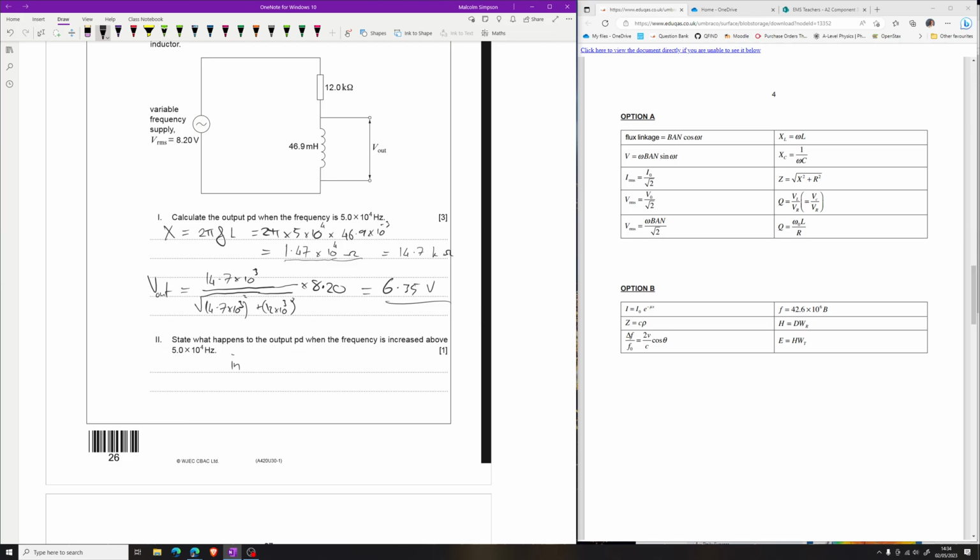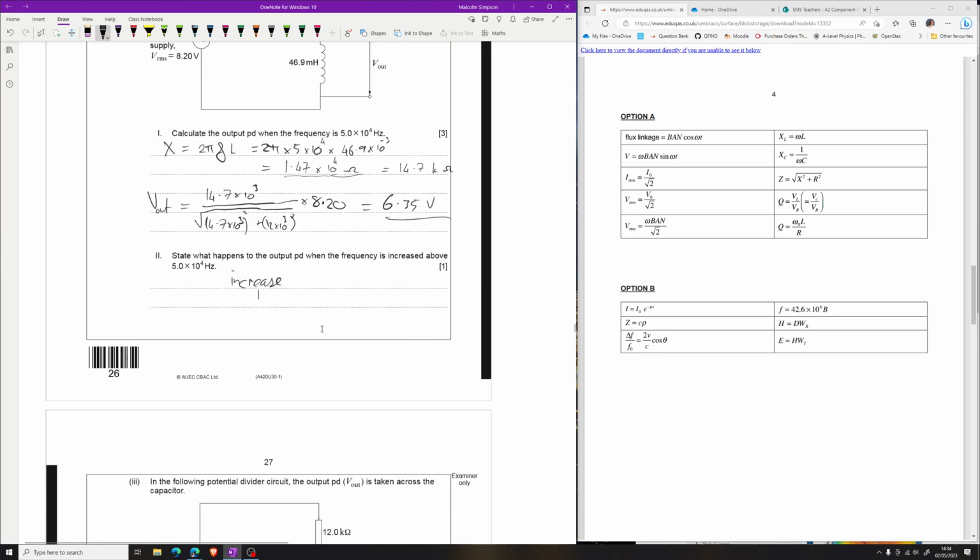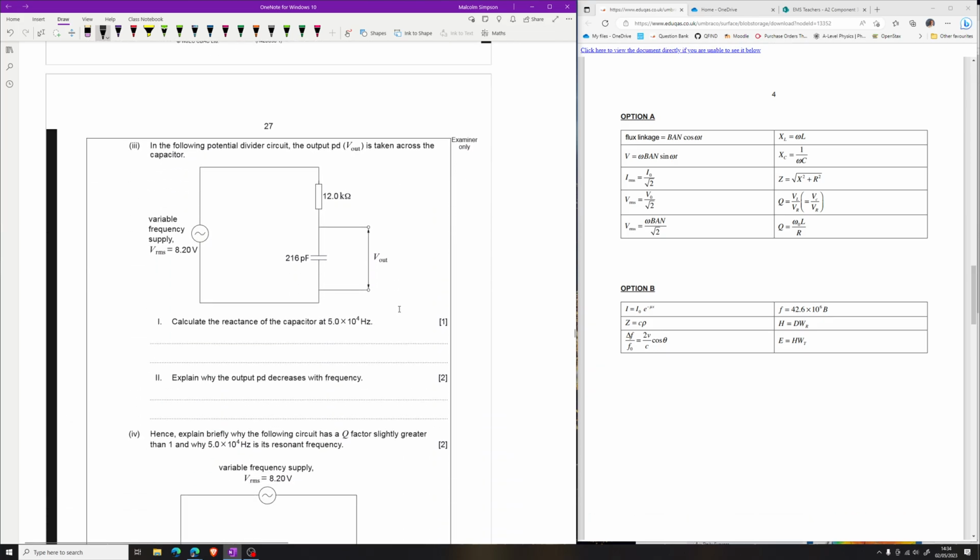It's only 1 mark. I don't think we need to say more than that. Output PD, yeah, it's just going to increase. It just says state, it doesn't say explain, so I think we're done.